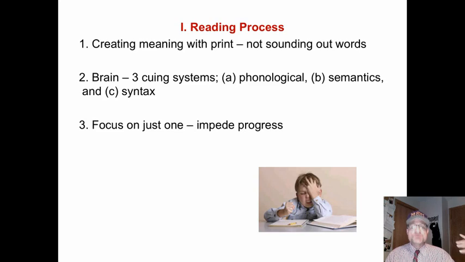The brain uses 3 cueing systems, not just the phonological, looking at letters and words and attaching sounds. That's what people who emphasize brain research seem to think is the only definition of reading. The brain uses that as one cueing system to recognize words, but our brains also use semantics, or meanings, or context of the sentences, and syntax. Syntax is the grammar, the word order, word parts to help us recognize words and create meanings.